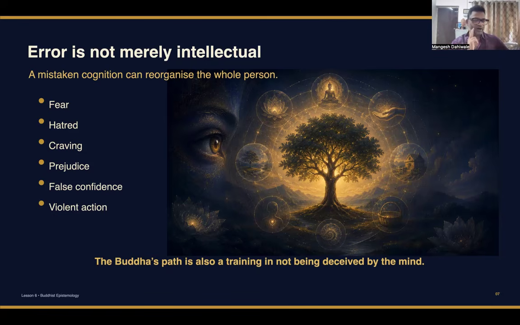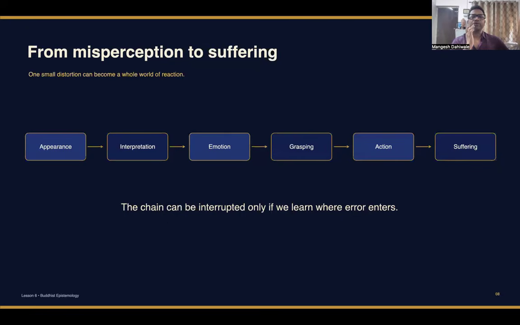Today I was taking a walk, and we were talking about green leaves. Green is the only color that is not absorbed by the leaves; it is reflected. That's why we see the green color. So actually the green color is not inside the leaves, it is reflected, and the rest of the colors are absorbed. Like that, we have to train ourselves so that we do not get deceived by the mind. From misperception to suffering, we all know that one small distortion can become a whole world of reaction. Misperception leads to suffering. That's why the Buddha says ignorance is the cause of suffering, because we don't know what it is.